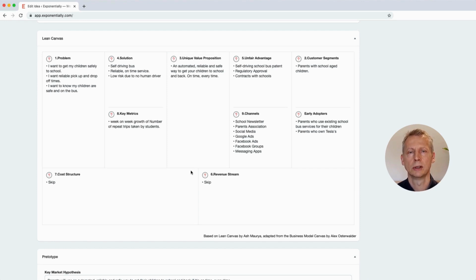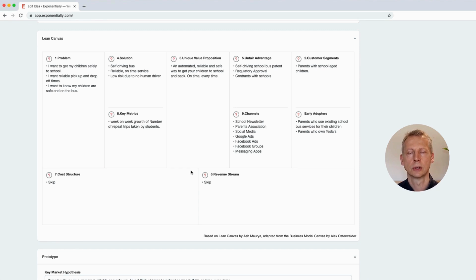In the middle, we go to the unique value proposition. And yeah, this is how you position it to the person that potentially would use your service. In this case, I would say something like an automated, reliable and safe way to get your children to the school and back on time every time. Short, sweet, to the point, and makes sense.